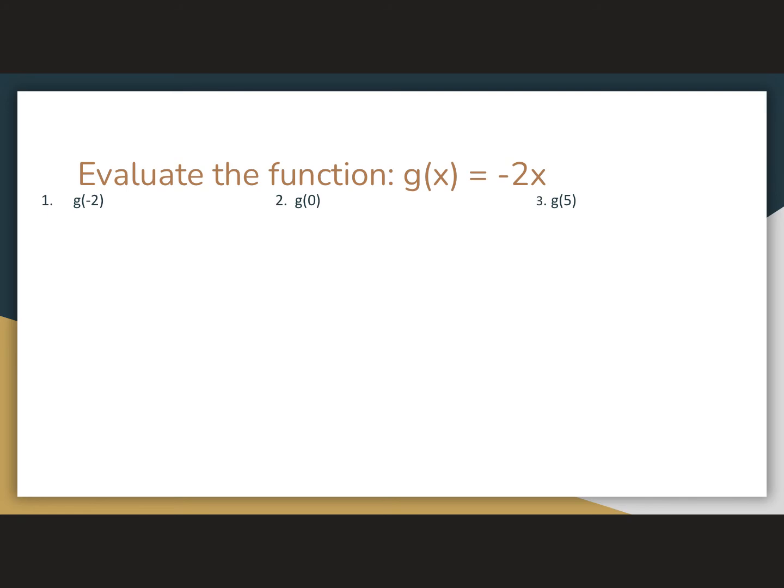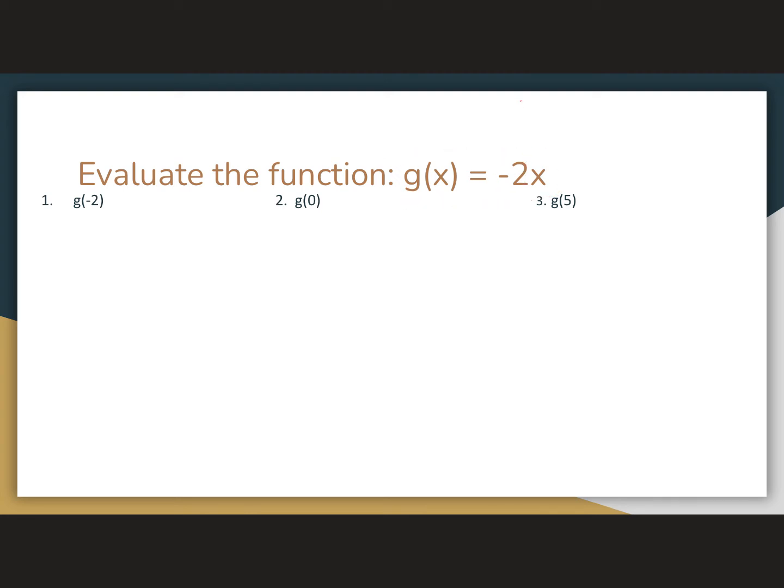So let's try another one. Notice in this case, instead of saying f of x, we say g of x. They do this just so that you can tell equations apart. By the way, any function that you see written this way, if it says f of x, g of x, h of x, whatever, it is a function. In this case, g of x equals negative 2 times x. Because remember, we have the coefficient here next to it. We're just going to be multiplying.